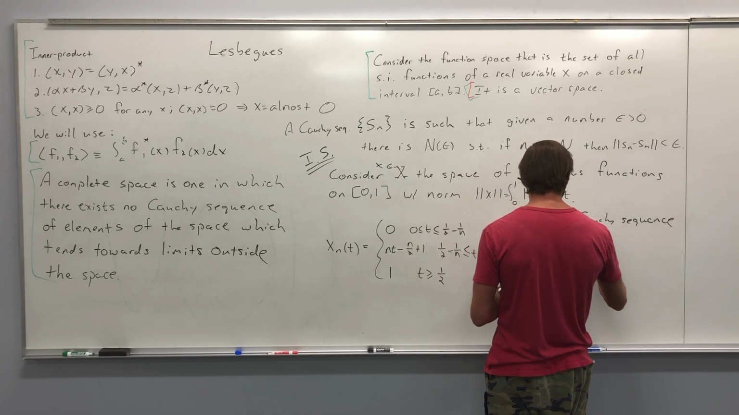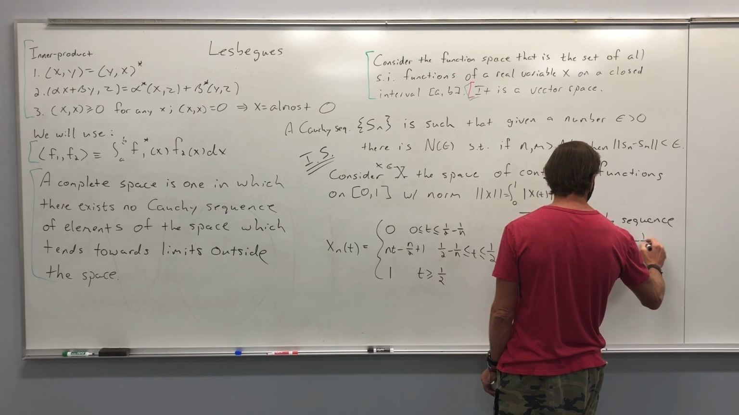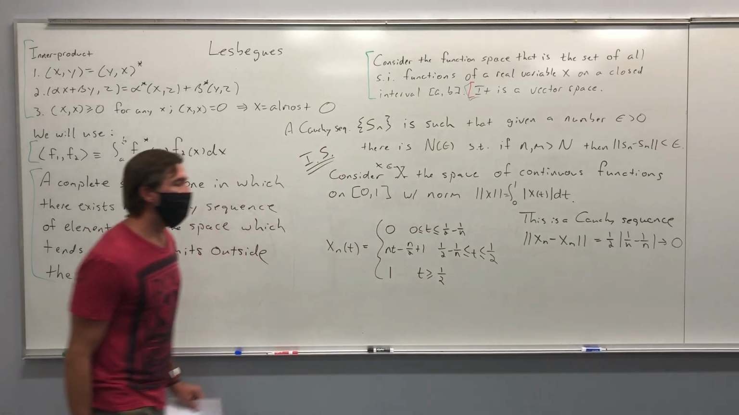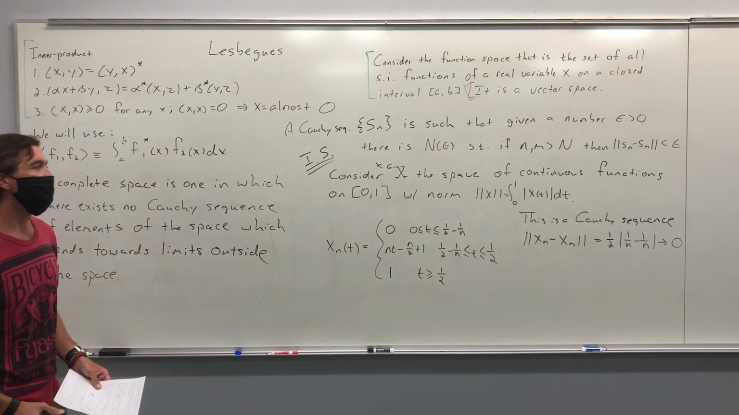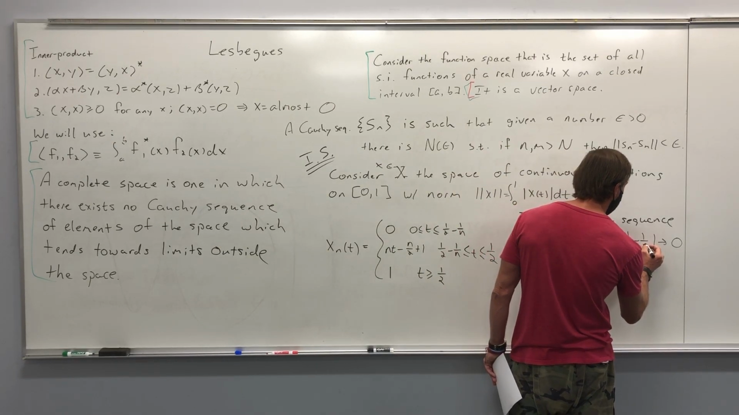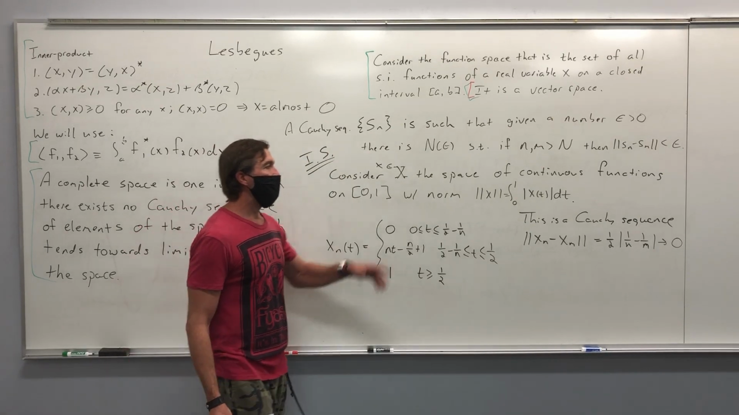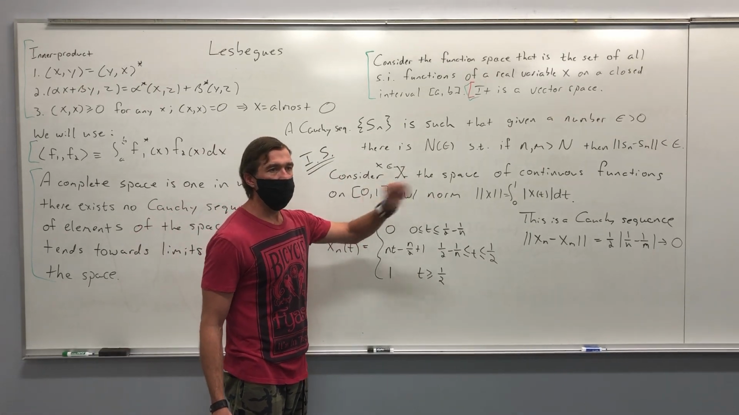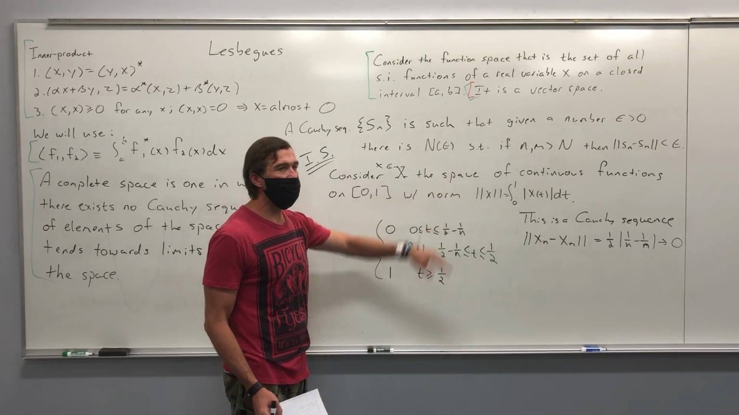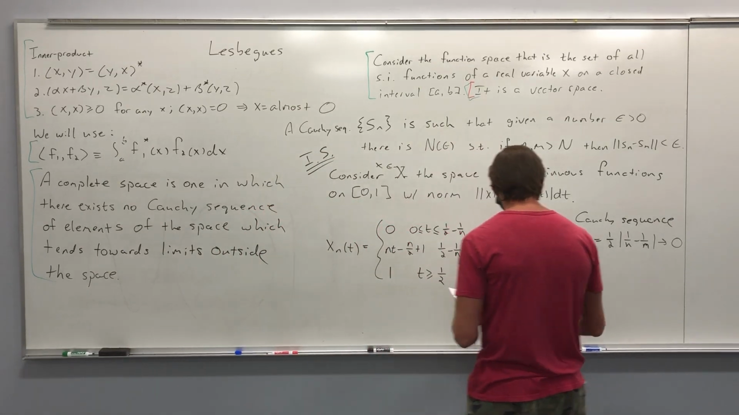Because you can show that the difference between two functions just goes as 1 over the magnitude of 1 over n minus 1 over m. Right? And as n and m go to infinity, this thing goes to 0. Okay? So that's one way of identifying it as a Cauchy sequence. But now I want to graph this thing.